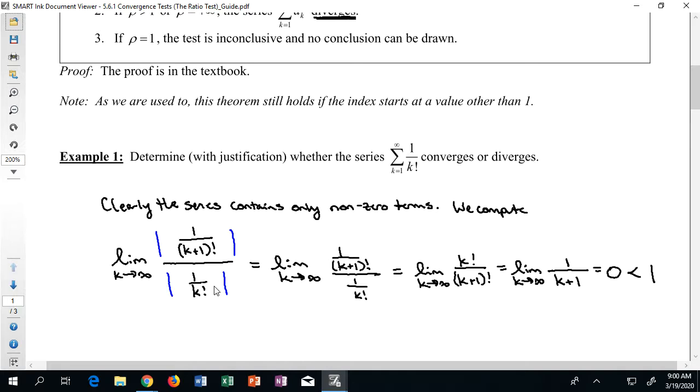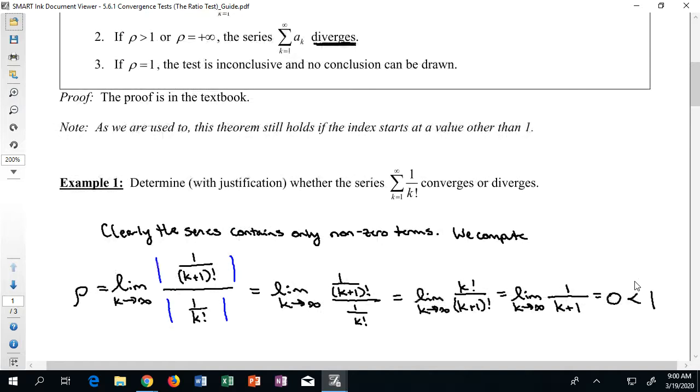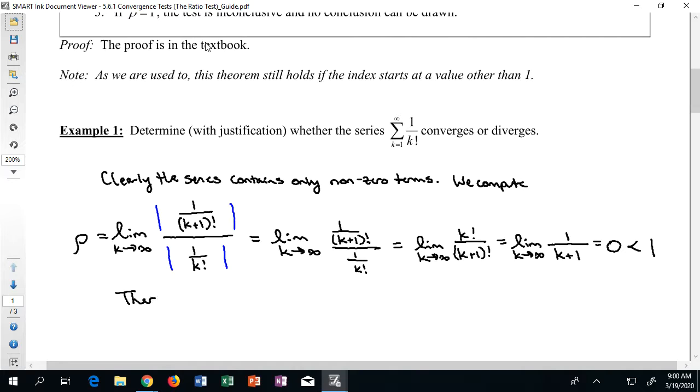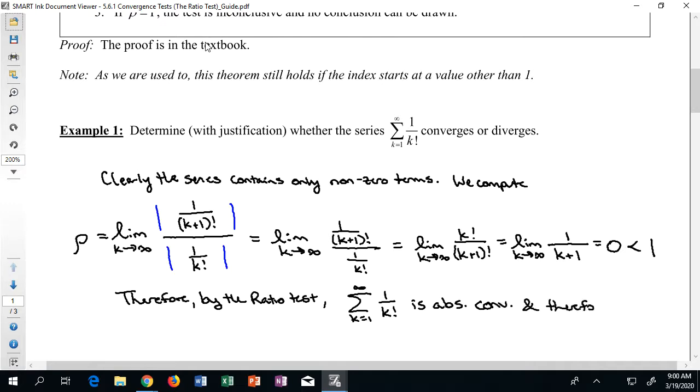Now, that value of 0, remember, is exactly what we called the value of rho. So if rho is 0, I recognize that that is under the value of 1. And so that means, and I'll write it here, that therefore, by the ratio test, our series is absolutely convergent and therefore convergent.